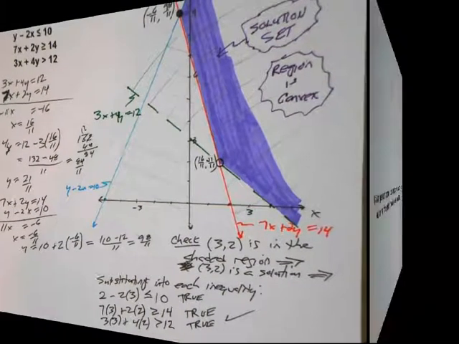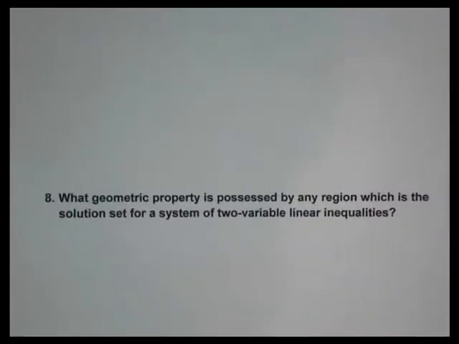Okay. Exercise 8. What geometric property is possessed by any region which is the solution set for a system of two-variable linear inequalities? Okay, if you've been noticing the pattern developing, every time we answer that question, is the region convex or concave, the answer we've had so far has always been convex. It's no accident. Anytime you intersect some half planes, no matter how many half planes you're intersecting, you always end up with a convex region.